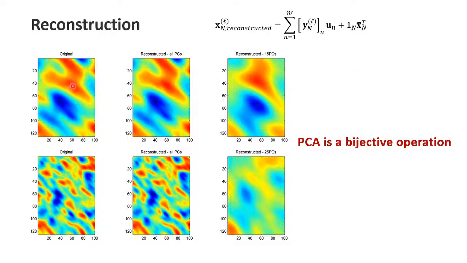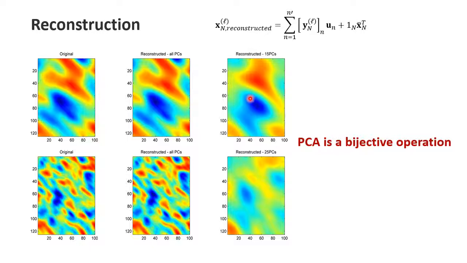If I use all the principal component scores, in other words, I use this equation where n prime runs to big N, then I get a perfect reconstruction. Now we can see that I can start chopping off this series. I can say I'm not summing over all big N, but I stop at some particular point. So for example, here n prime is 15.